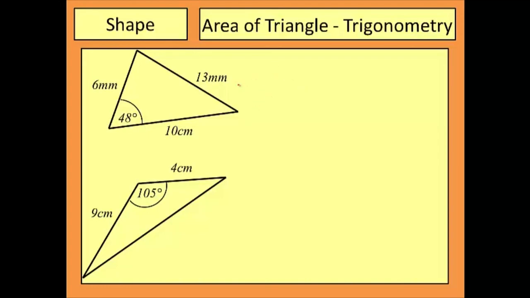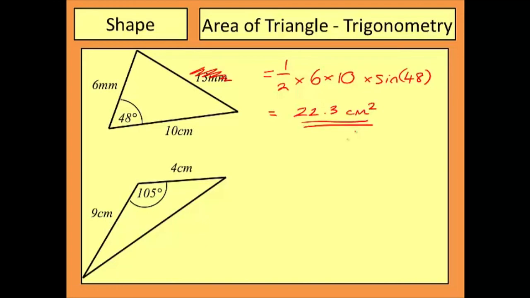Okay, so in this first one, hopefully you've realised that this 13 millimeters is not actually needed, so I'm just going to cross it out and get rid. Now to work out the area of the triangle, this is going to be a half times B, which in my example is going to be 6, times C, times sine of the angle that they enclose, which in this case is 48. When I plug all of this into my calculator, I'm going to get a final answer of 22.3 centimeters squared.